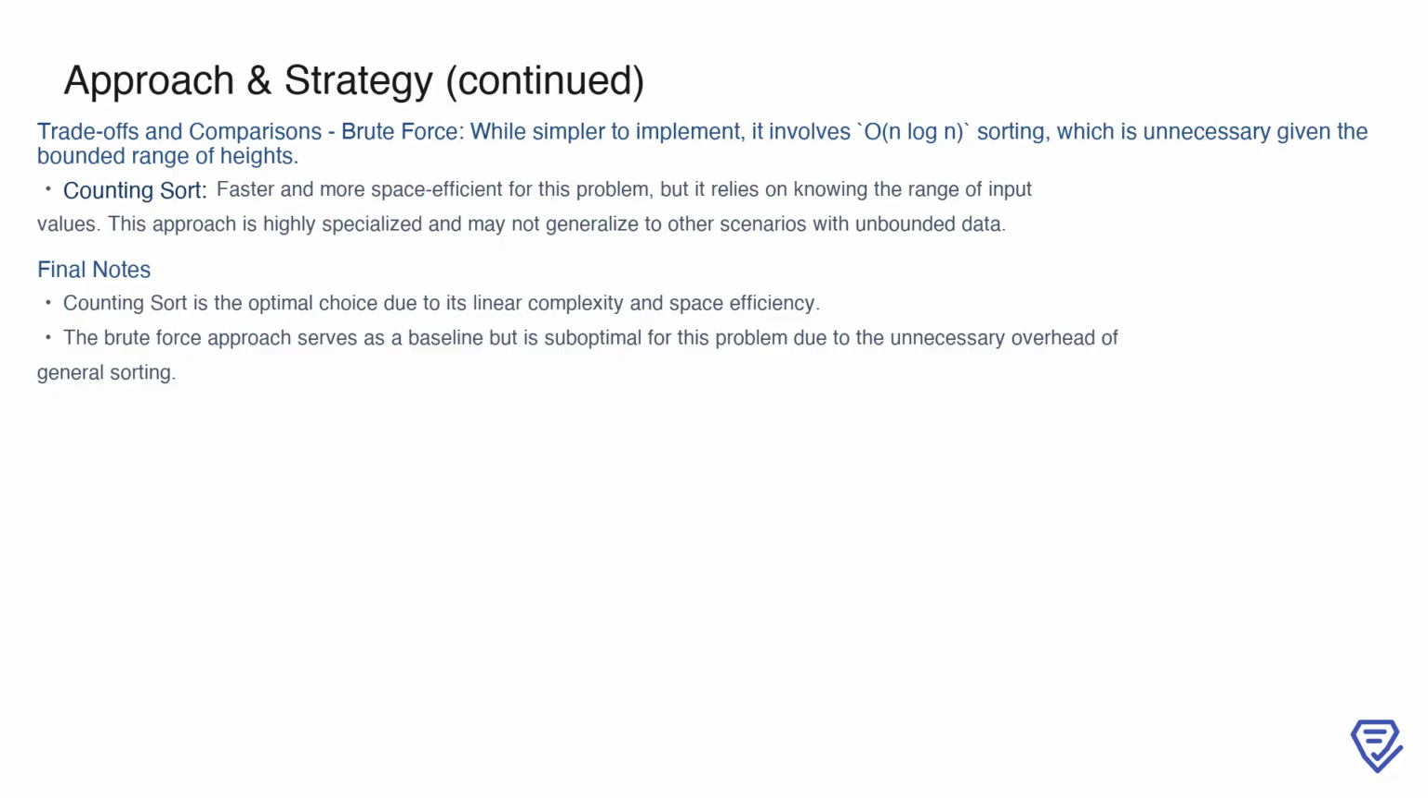However, it is specialized and relies on knowing the bounded range of input values, meaning it may not generalize well to other problems where the data range is unbounded. Ultimately, for this problem, counting sort is the optimal choice as it takes full advantage of the small and fixed range of height values, allowing us to solve the problem efficiently without unnecessary computational overhead. While the brute force approach provides a solid baseline, counting sort is clearly the better option for this scenario.